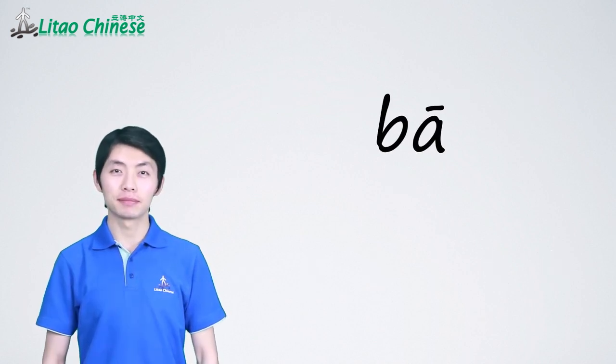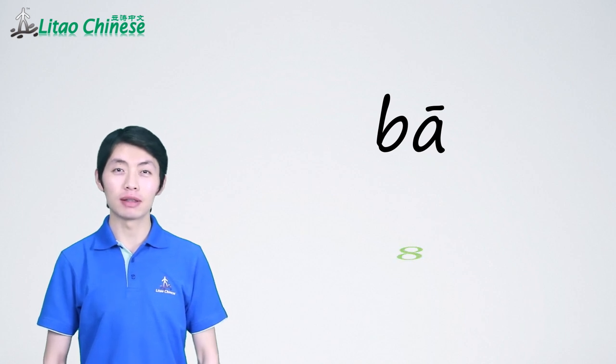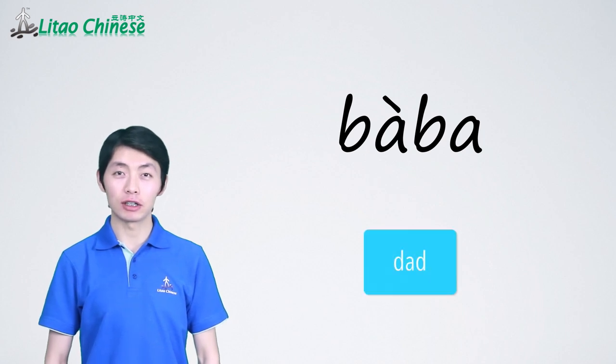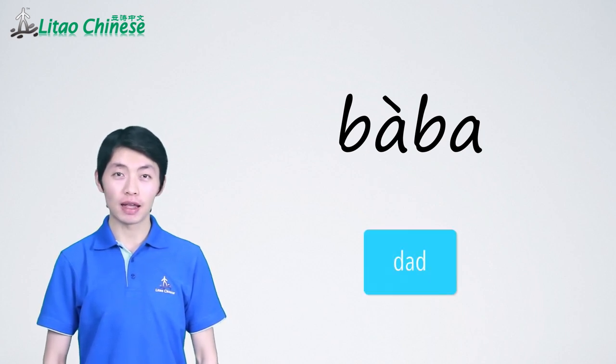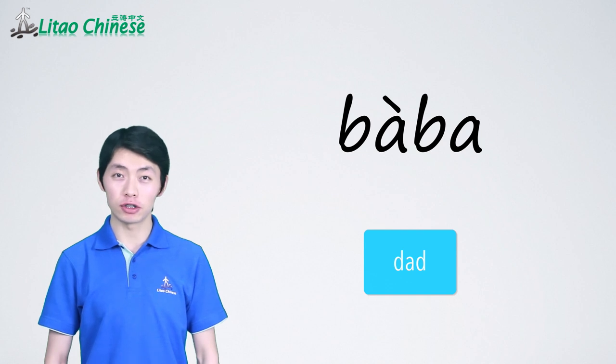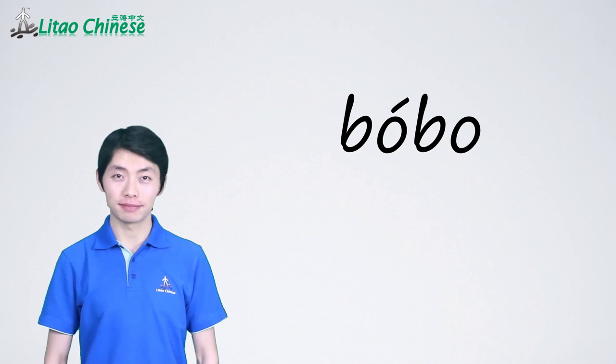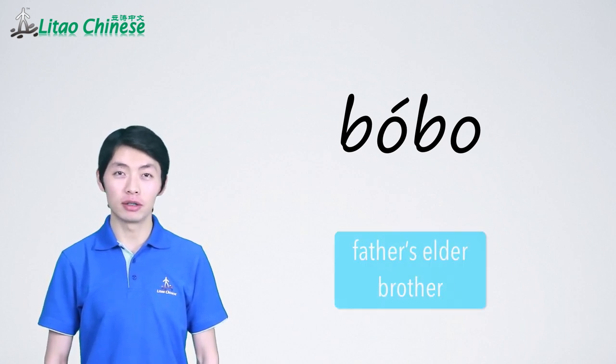Ba, which means number 8. Baba, it means dad. It's a 2-syllable word. Actually, most of the Chinese words have 2 syllables. The more we learn, the more 2-syllable words you will find. Bobo, another 2-syllable word. In China, we call our father's elder brother Bobo.